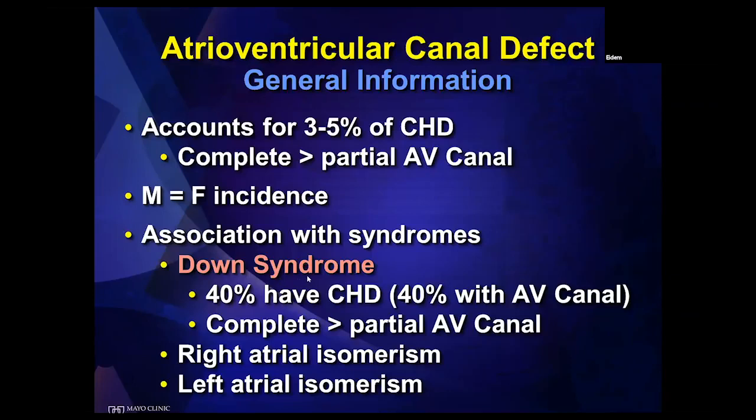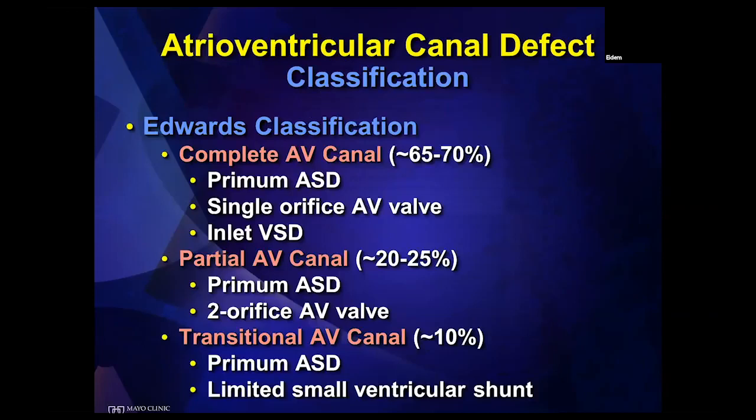In patients with Down syndrome, 40% will have congenital heart disease, and of those, 40 to 50% will have an AV canal defect. Patients with very complex atrial isomerism or heterotaxy, either right atrial or left atrial isomerism, will also very commonly have an AV canal defect.